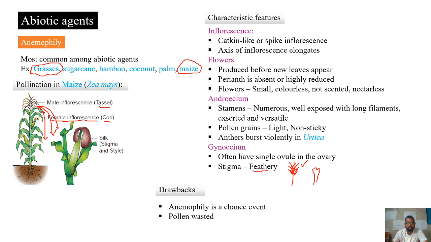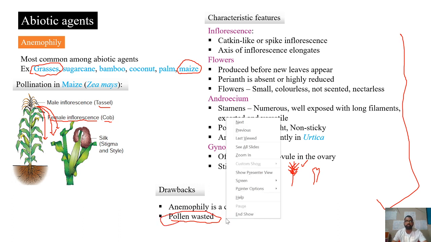Coming to the drawbacks, anemophily is always a chance event. The pollen grains are released into the air and they may or may not reach the stigma. To increase the chance of pollination, they have all these modifications, but still it is only a chance event. And as the number of pollen grains produced is large, pollen grains will always be wasted. So energy will be wasted in the production of pollen grains.